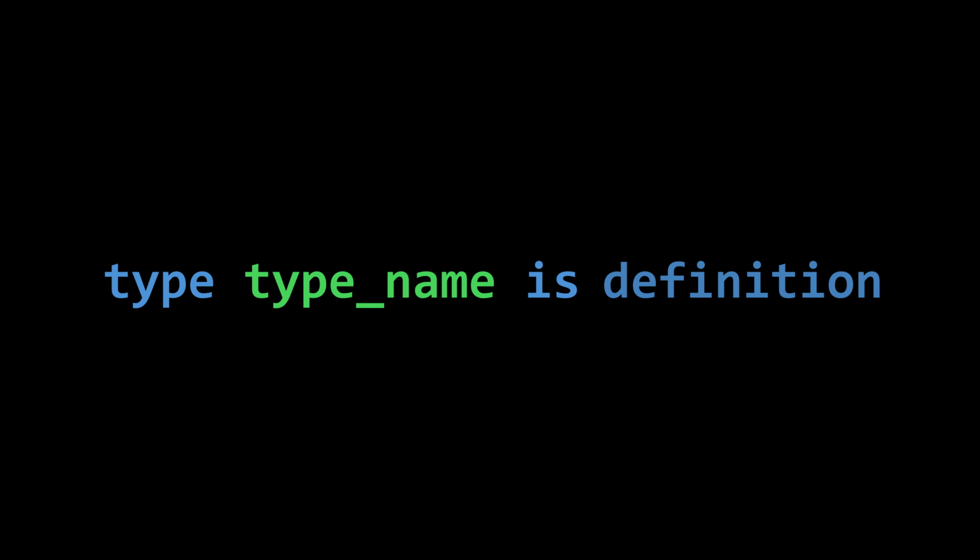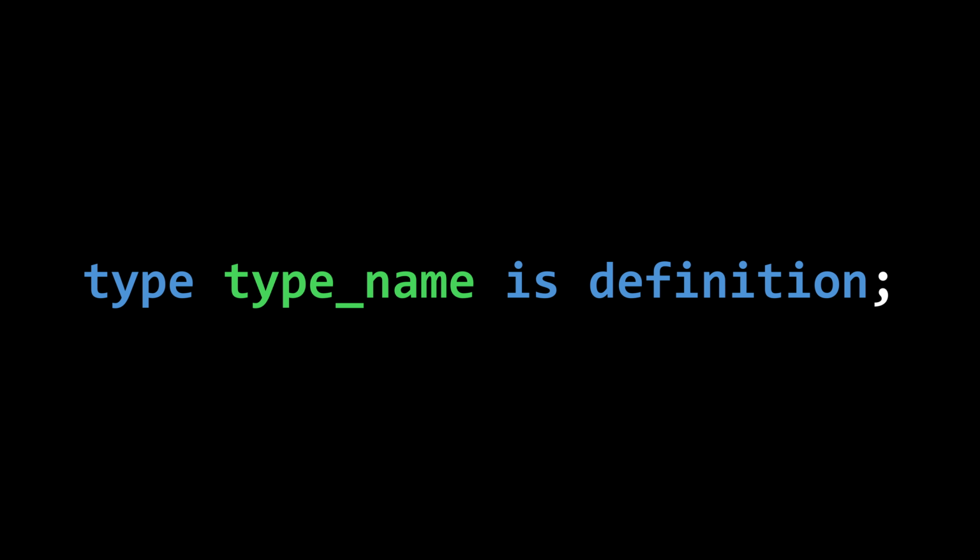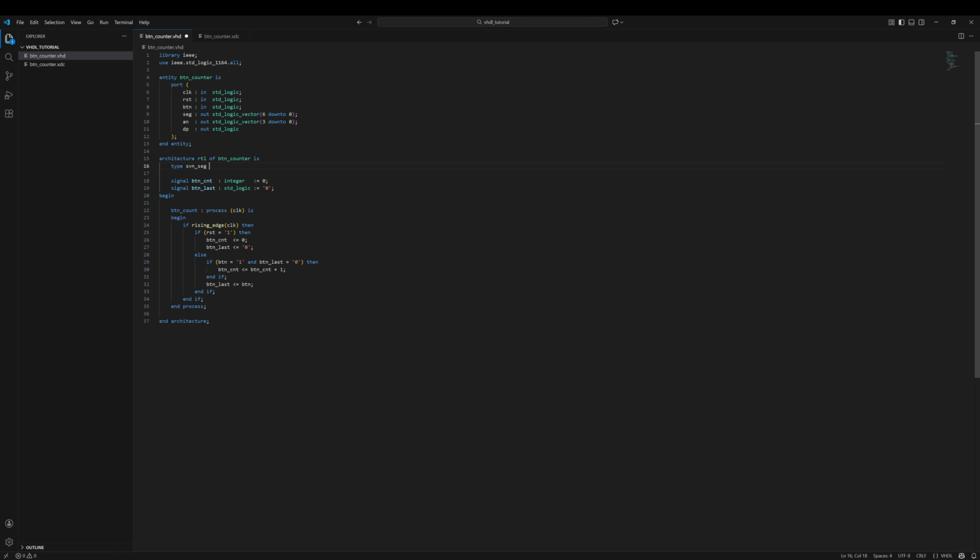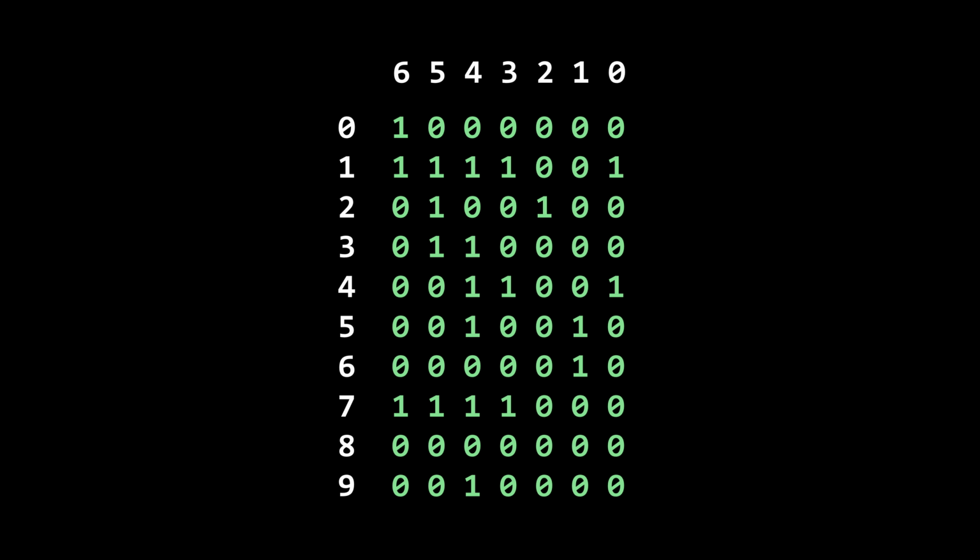Creating data types in VHDL is actually quite easy. We can do it by starting with the keyword type, our type name, and then the definition of our type. So we'll write type 7seg is array 0 to 9 of standard logic vector 6 down to 0. This new type, 7seg, is a 2D array which has 10 elements from 0 to 9, with each element being a 7-bit standard logic vector.